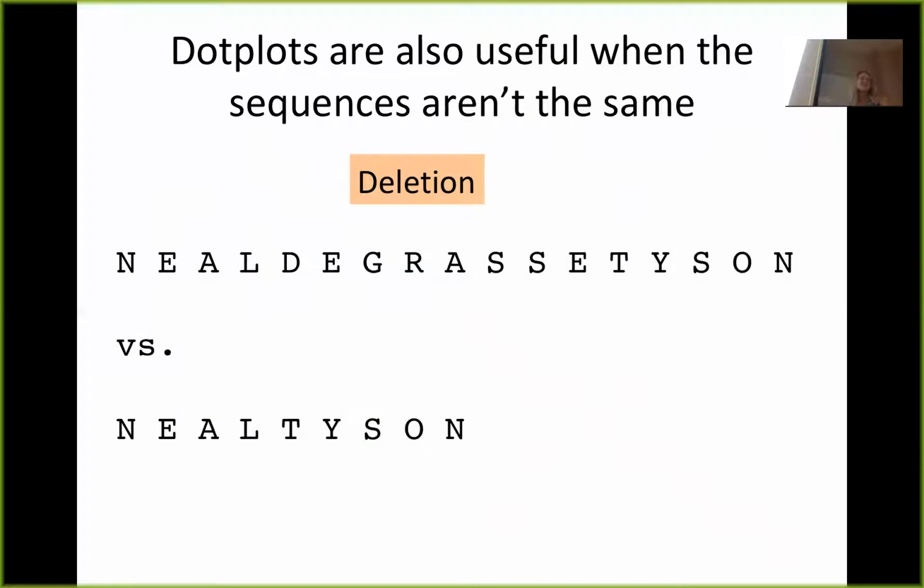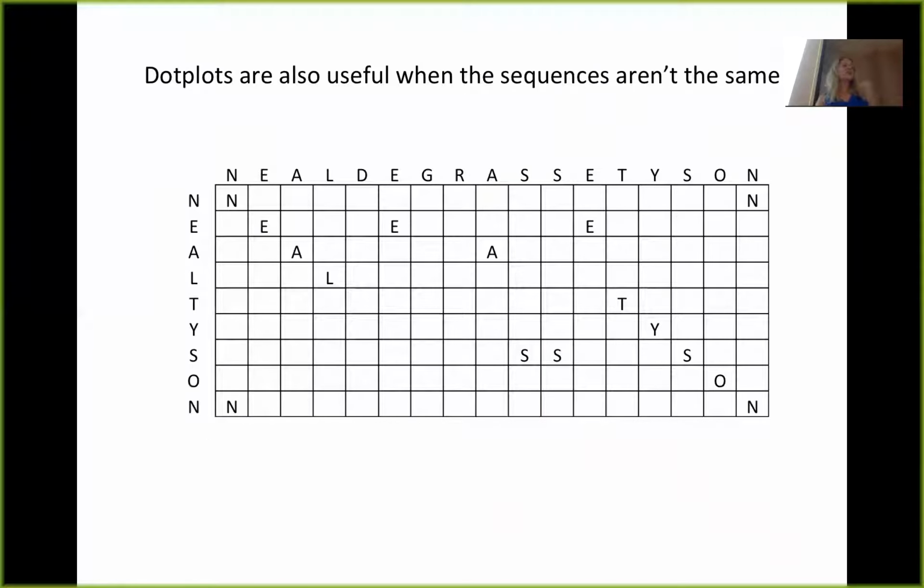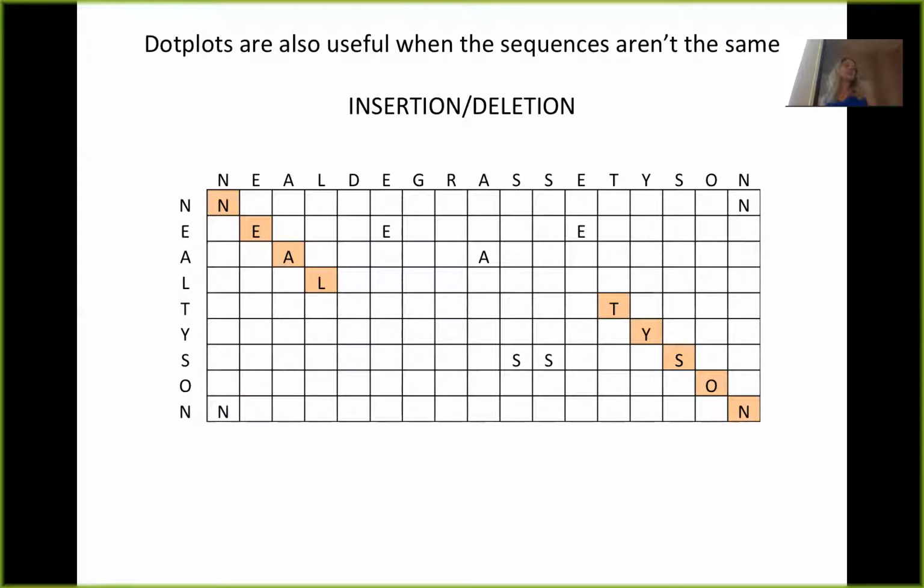Dot plots are also useful when sequences aren't the same. So let's look at a deletion. We have Neil deGrasse Tyson versus Neil Tyson, and we end up with a graph that looks like this. Again, we're looking for those diagonals that are going to show us where there's some similarity. We see the Neil and we see the Tyson, and there's a big gap in between, but that helps us to visualize the fact that there's a deletion along the vertical axis.